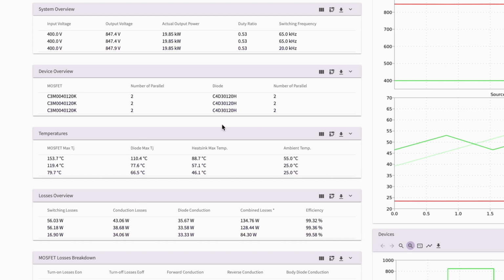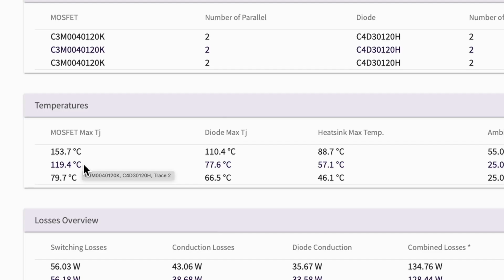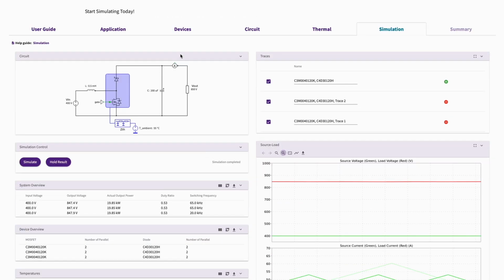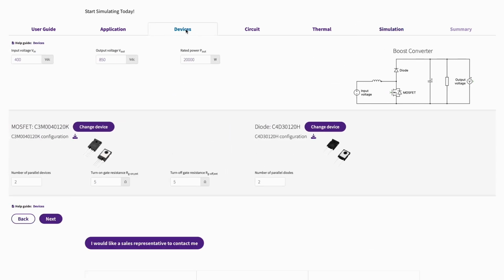The maximum junction temperature of the MOSFET now reaches 153.7 degrees C, with the diode reaching 110 degrees C. 150 degrees C is typically the thermal limit for silicon devices. However, as silicon carbide has a maximum junction temperature allowed as 175 degrees C, we are still okay with 20 degrees C margin. Furthermore, we can go to change a device if we want to find out.